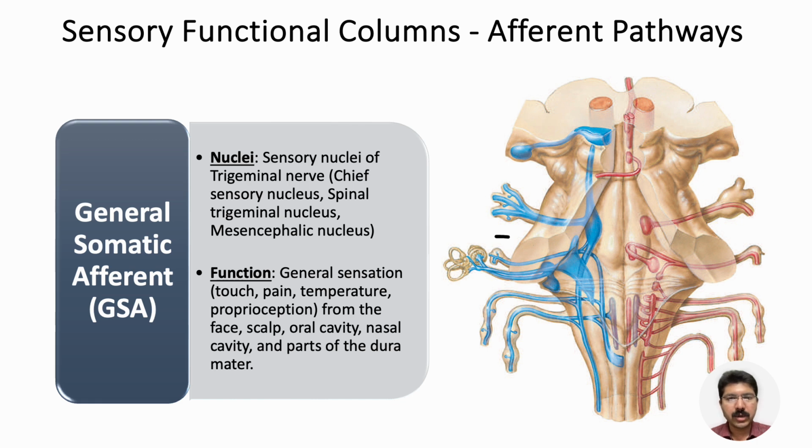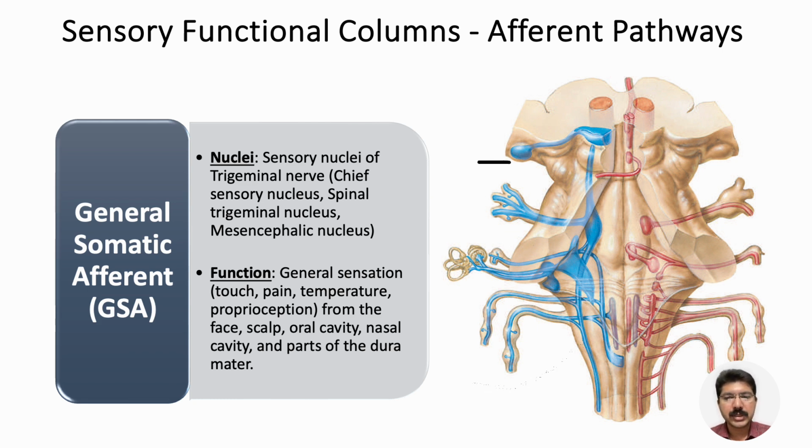These nuclei include the chief sensory nucleus, also known as the principal sensory nucleus, which is primarily responsible for fine touch and proprioception, allowing you to discern light touch and the position of your face. Then the spinal trigeminal nucleus, which processes pain and temperature sensations from the face and also receives some input from other cranial nerves.